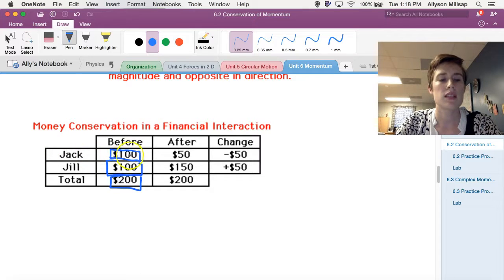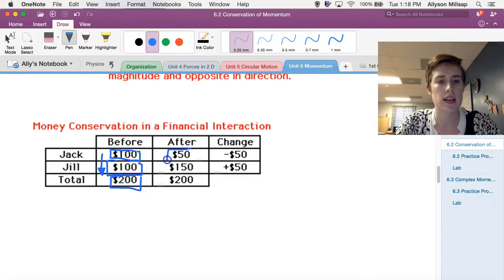So think of this as being Jack's momentum. Jack has $100 of momentum. Jill has $100 of momentum. You can always combine momentums to find your total momentum, okay? Let's say after they collided, Jack gave 50 of his dollars to Jill.